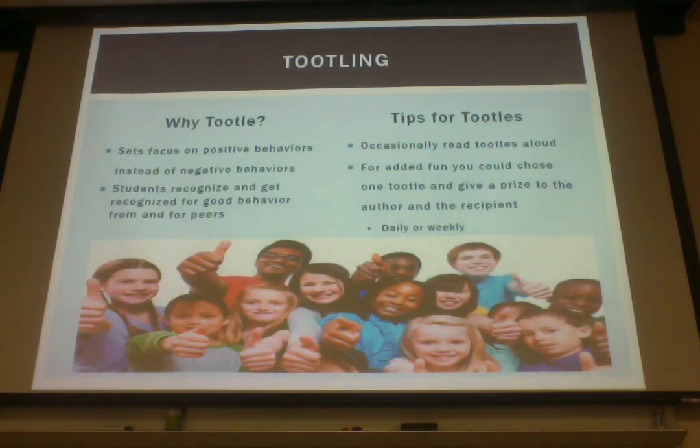For some added fun, you could choose one Toodle and give a prize to the author and the recipient of the Toodle, which then gets them more involved, and you can do that daily or weekly, whatever you think will keep your classroom more engaged in writing these Toodle notes.